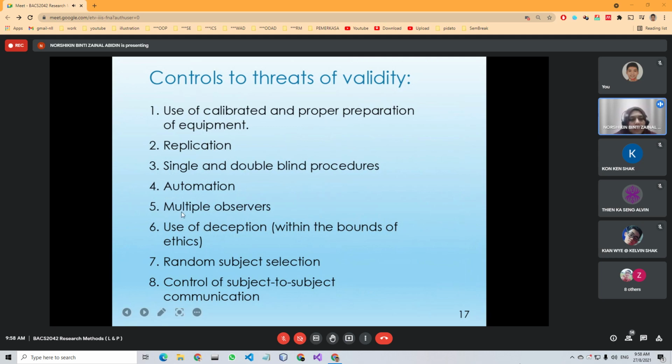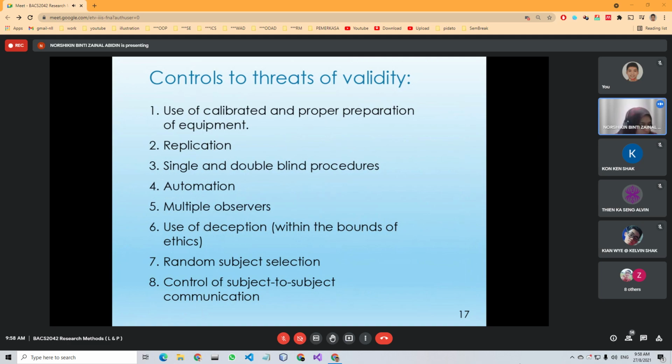multiple observers. Multiple observers are important as well because, like I said, there's one term in research that we call bias. So this is to avoid bias, because from one observer, of course, there may be some bias that will affect the result, so they need multiple observers. And then use of deception.